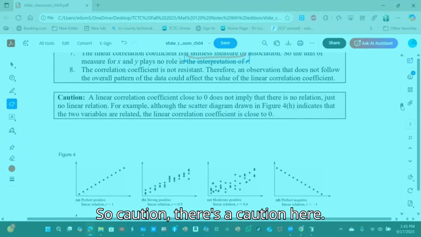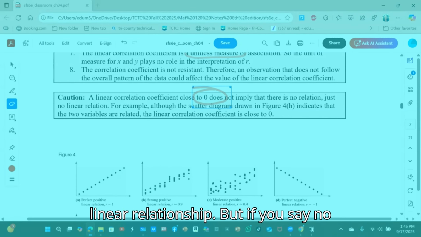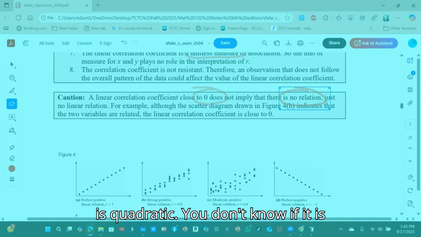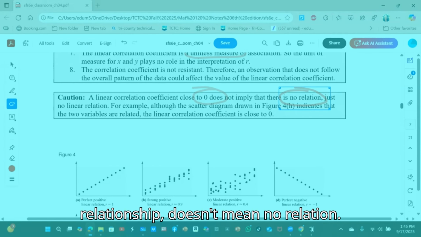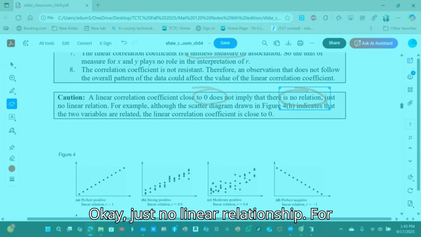There's a caution here: a linear correlation coefficient close to 0 does not imply that there is no relation. You can say there's no linear relationship. But if you say no relationship, you don't even know if it is quadratic or cubic. So not having a linear relationship doesn't mean no relation. Just no linear relationship.